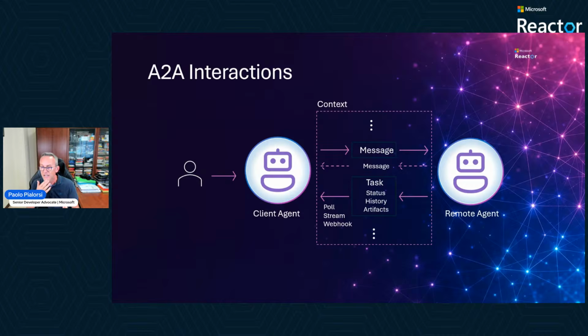And as such, the client agent will be able to monitor the status of the task that is running on the remote agent side. It can be monitored using a polling system, checking every now and then if it is done. It can also be based on a stream, so there will be an open stream that the remote agent can use to let the client agent know how the task is progressing, or we can rely on a webhook to dynamically notify the client agent about the progress of the task assigned to the remote agent.